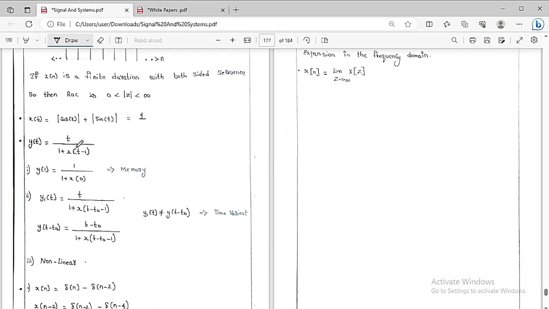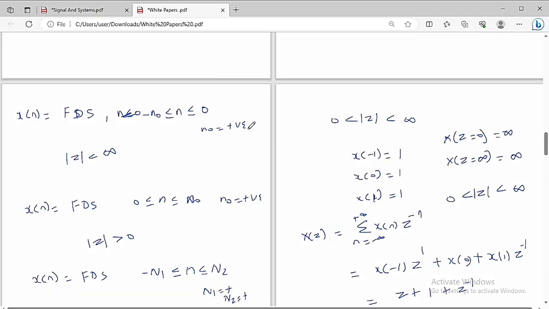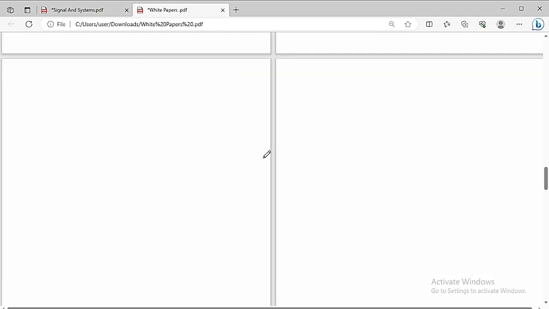If x of t is equal to mod of cos t plus mod of sin t, that is equal to 1. This is a very basic definition that mod of cos t plus mod of sin t is always equal to 1. If you have doubt here, you can see it clearly.